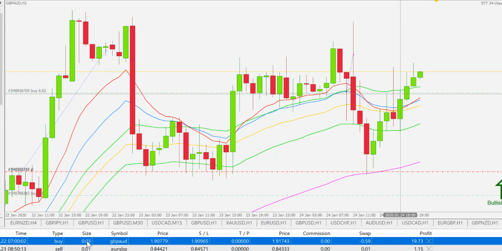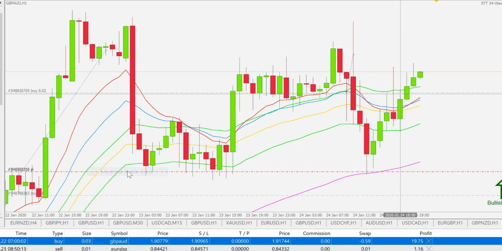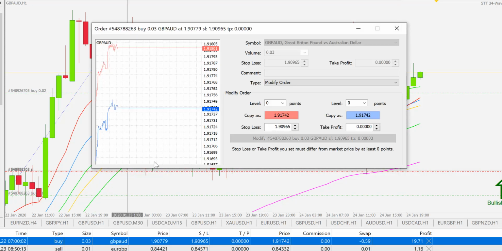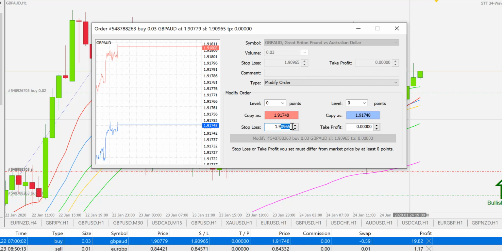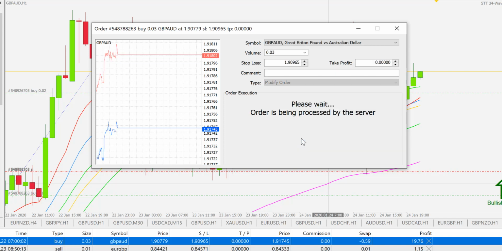So let's say 1.91508. So all I'll need to do is to go here, right click on that currency, that open order, modify. Can you see? Can modify. Yeah, so we can modify, and the stop loss level I want to move it to is 1.91508. So this new stop loss I want to move it to is 1.91508, and I can just modify it. Oops, my connection just went.